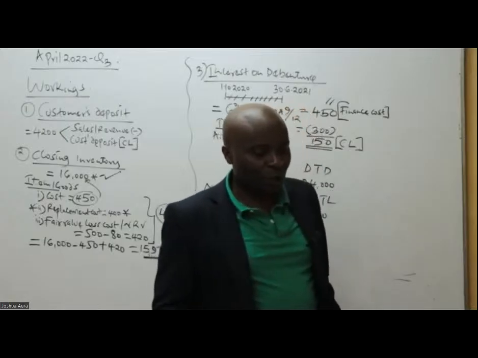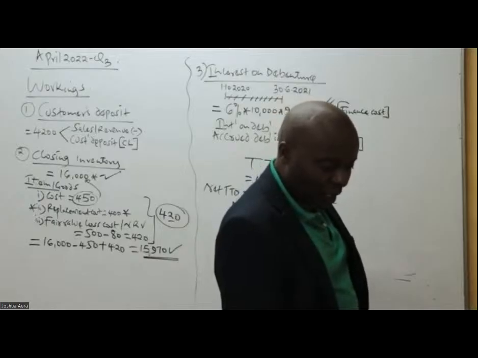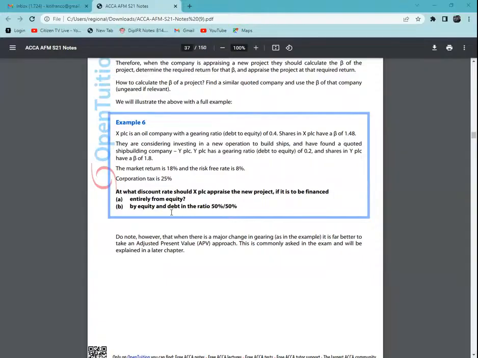Thank you so much. Ladies and gentlemen, listen to me very well. Here we are. They have told us here, so we are now aware that the relevant beta is the beta of the new industry. We are told that they are considering investing in a new operation to build ships, and have found a quoted shipbuilding company like that. The market return is 18% and the risk-free rate is 8%.